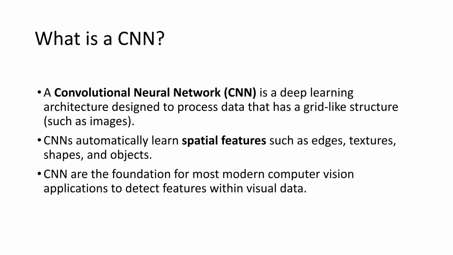A convolutional neural network is a deep learning architecture specifically designed to process data that has a grid-like structure, such as images. The beauty of CNNs lies in their ability to automatically learn spatial features. They can detect edges, textures, shapes, and even complex objects, all in a hierarchical manner. The early layers learn simple features like lines and edges, while deeper layers combine these elements to recognize more complex structures. Today, CNNs form the foundation of most modern computer vision applications.